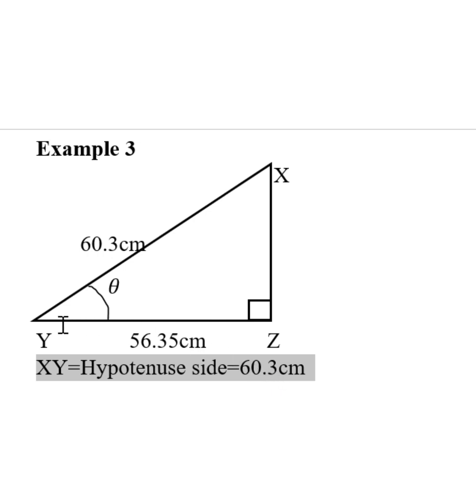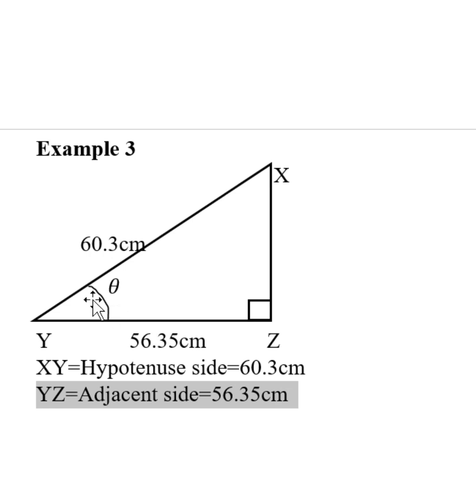The other side we are given is this one, YZ. What is its relationship with this angle? Remember, if you place your eye here, the line you will be looking at directly opposite to you is this one. So this is the opposite side, XZ, meaning this is adjacent. So that's how we have concluded this way. And its length is 56.35. Now the question is, which trigonometric ratio uses hypotenuse and adjacent?